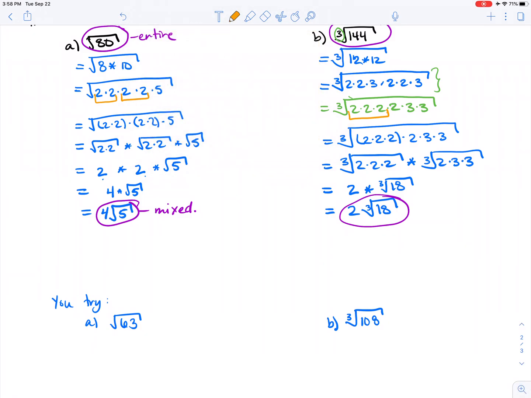Welcome back. You should have gotten for the square root of 63, using our prime factorization method, 3 square root of 7. And for B, you should have gotten 3 cubed root of 4.